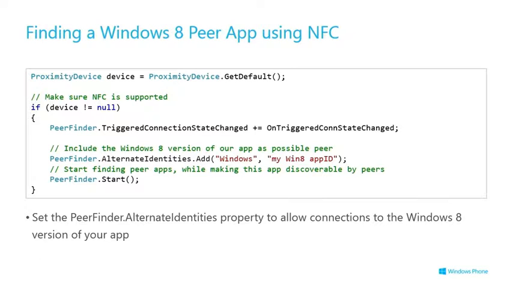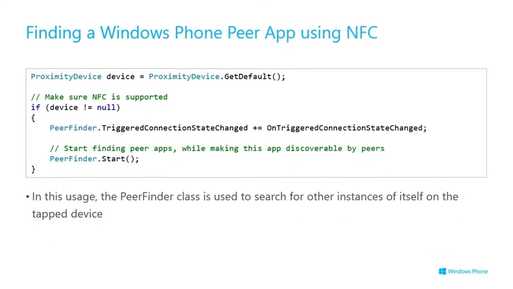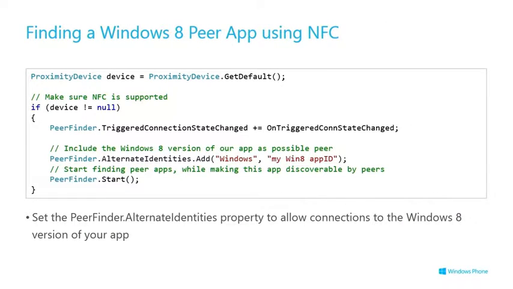Look at the previous slide first. It will then go and start finding other copies of itself on the device that you have connected to. But with this one, you can now tap a phone to a Windows 8 slate and it will go and find whatever the My Win8 app ID is. So you plug in the actual app ID of your Windows 8 app and it will search for that one. So you can connect between a Windows Phone app and a Windows 8 app, obviously the same app, but the alternate identities is how you make that connection between the Windows Phone version of your app and the Windows 8 version of your app.